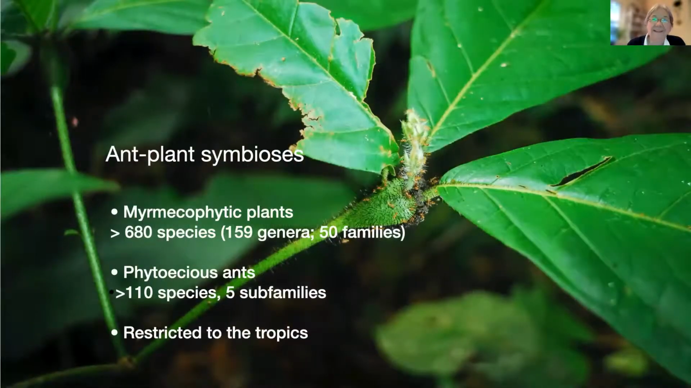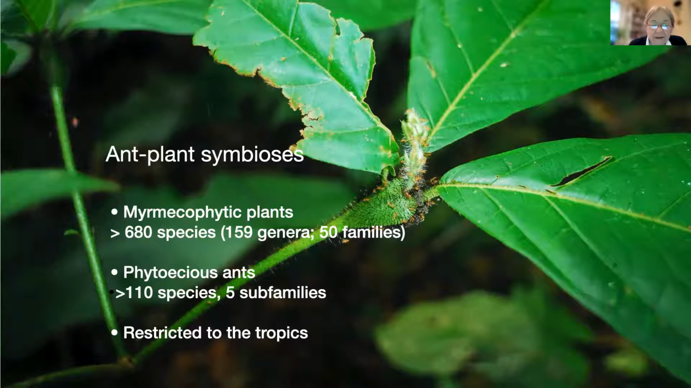So of course, ant-plant symbioses will be familiar to most of you. They occur worldwide. They're restricted to the tropics. There are hundreds of species that are myrmecophytic, and of those that make domatia, there are at least 158 independent evolutions of the domatia-making habit in 50 families of plants, so very widespread.